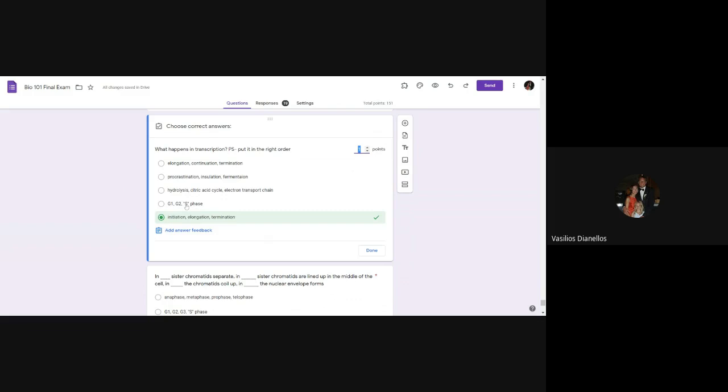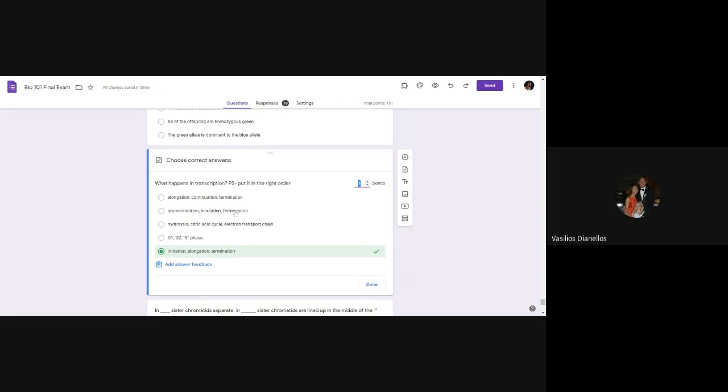Or this, hydrolysis, citric acid cycle, and electron transport chain. None of this has to do with this discussion. Hydrolysis doesn't even belong in the same list as citric acid cycle and electron transport chain. Procrastination, insulation, and fermentation, those have nothing to do with each other. They just all ended in "ation," so I put them in there. Elongation, continuation, and termination.